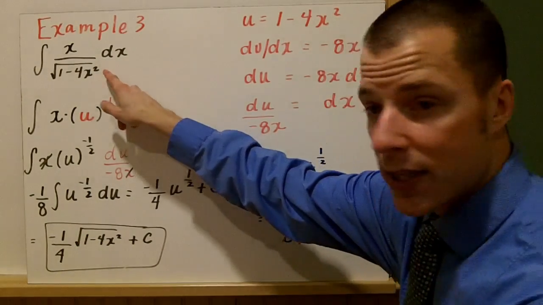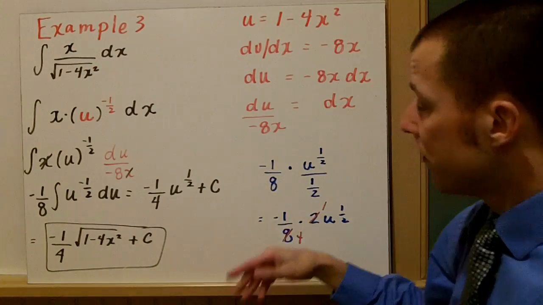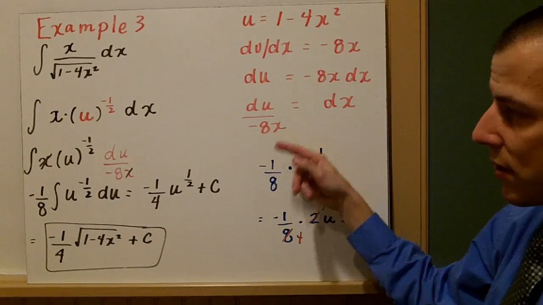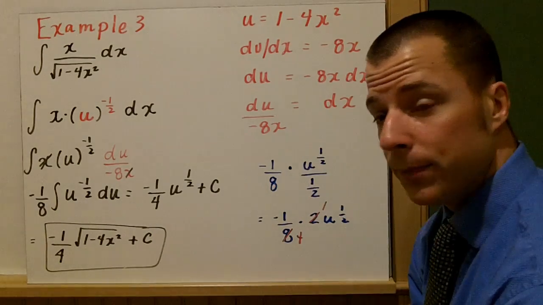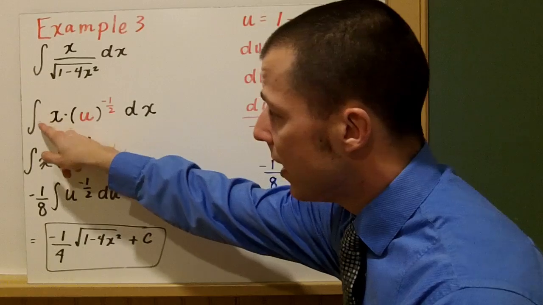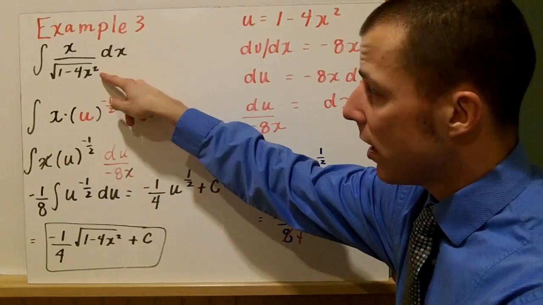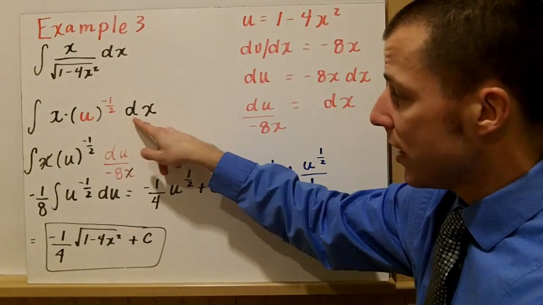But again, I don't see that. I just have x dx. So I'm going to solve for dx again. And when I do that, I get du over negative 8x. Okay, so let's go from there. We know what dx is equal to. And I look to see my integration, and I have x times u to the negative 1/2. So I brought the square root up. So it's a negative 1/2 power dx.